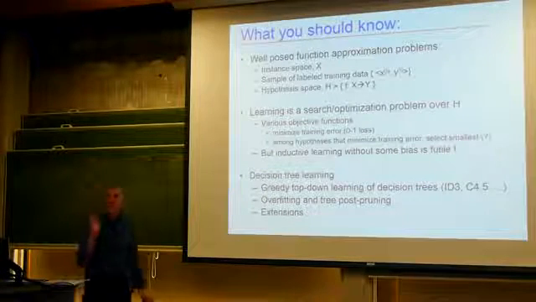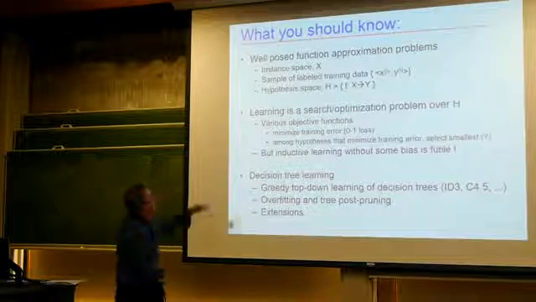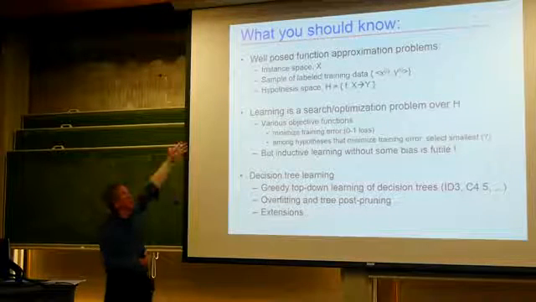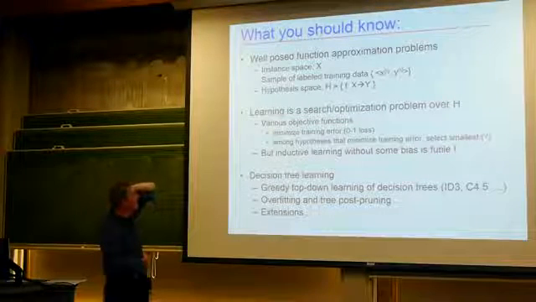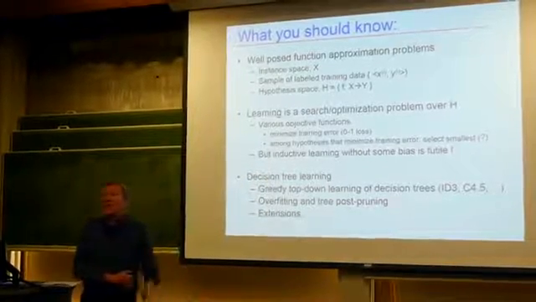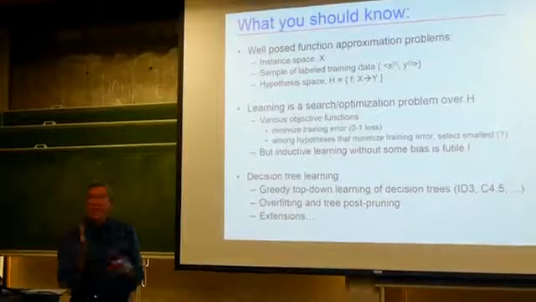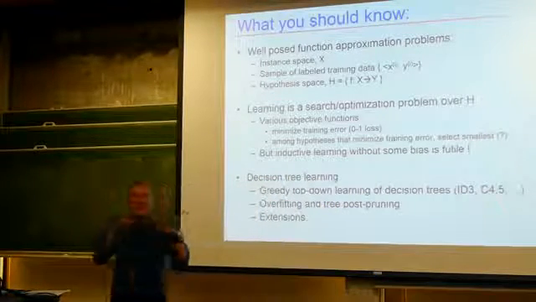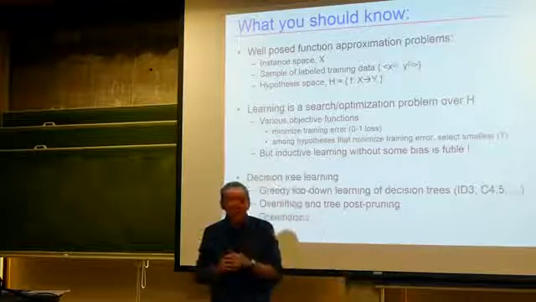So here's what I think is the minimum you should know from what we've covered so far. First, the idea of a well-posed function approximation problem: some function to be learned, and a sample of inputs and outputs of that function. Second, learning is closely related to search problems, searching through the hypothesis space. Or if you prefer, think of it as an optimization problem. We're trying to find the optimal hypothesis in this hypothesis space for some definition of optimal.